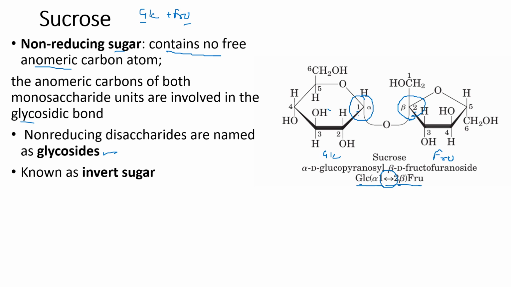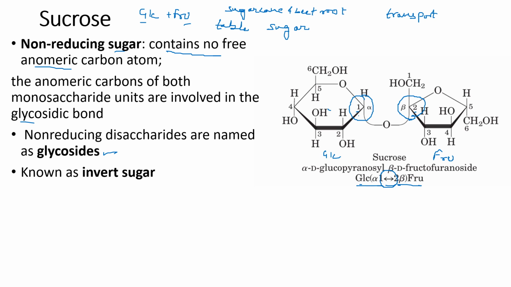This sucrose is present in sugarcane and beetroot. It is the common table sugar, chini, that we consume. It is also the major form of sugar used in plants for transport. So in plants, the carbohydrates are transported in the form of sucrose and stored in the form of starch.